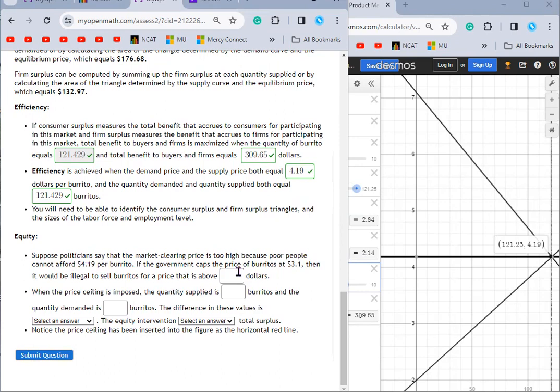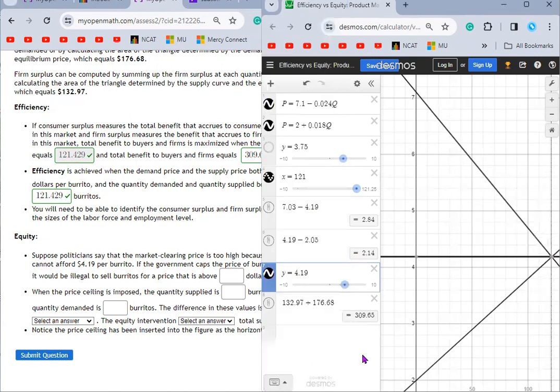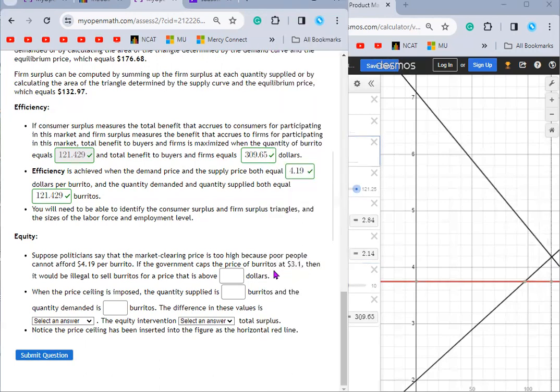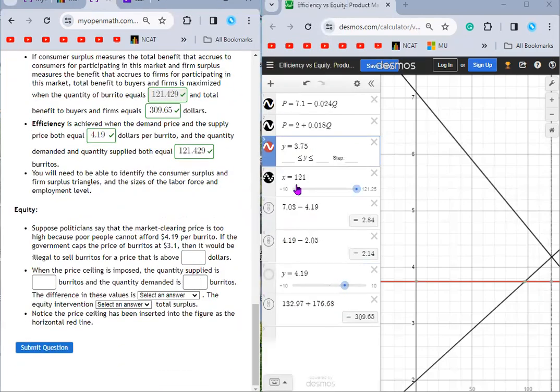If the government caps the price of burritos at $3.10, so this price is too high for poor people, right? If the government caps the price of burritos at $3.10, what's going to happen? So let's go up here. I'm going to turn this off. I'm going to come up here to the line 3. The line is red. I'm going to change this to the maximum price of $3.10.